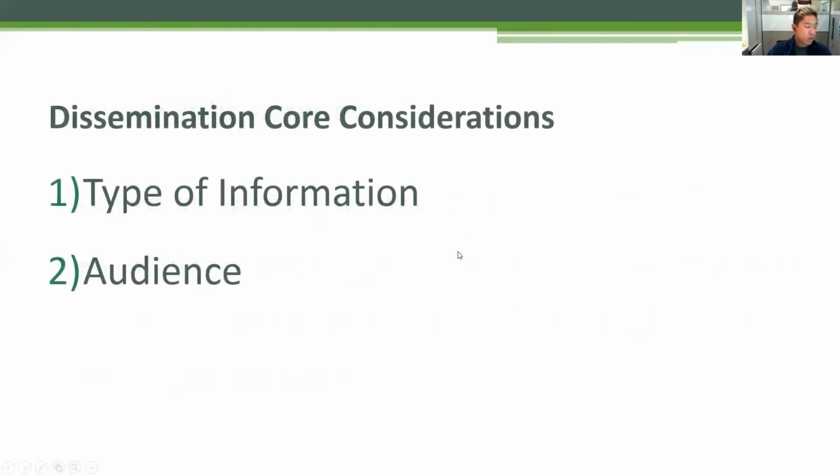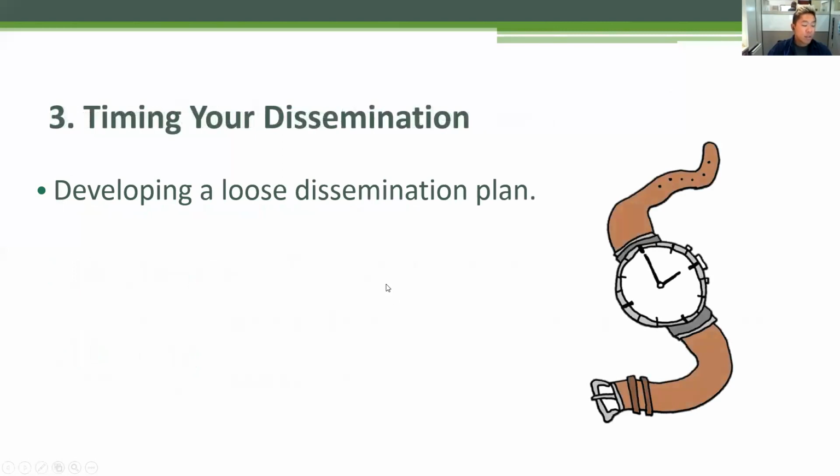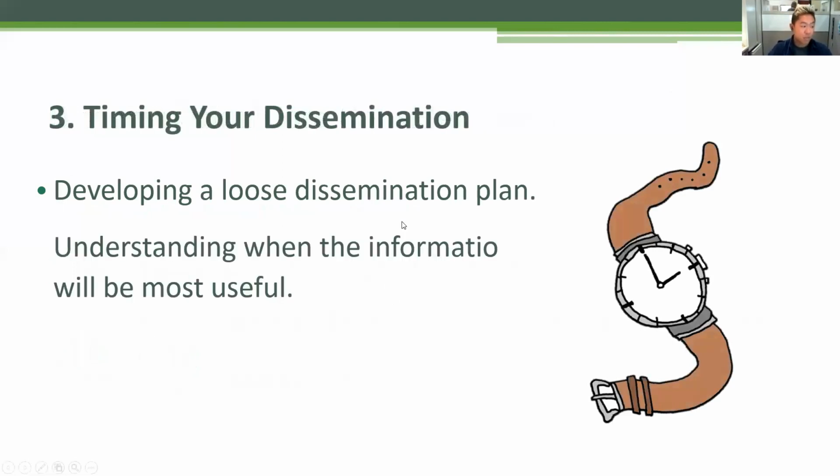Next, our third core consideration is timing. You can have all the best information in the world, but if your timing is poor, then it might turn out not to be very productive. So in order to time your dissemination well, you need to develop a loose dissemination plan. It doesn't have to be rigid, but more like having an idea of how you will be disseminating, a timeline essentially of when you'll be disseminating your information.